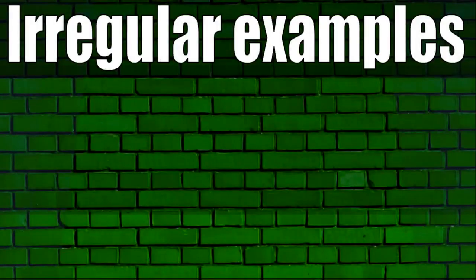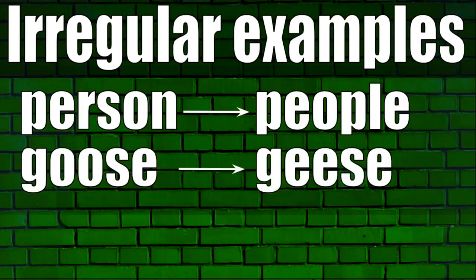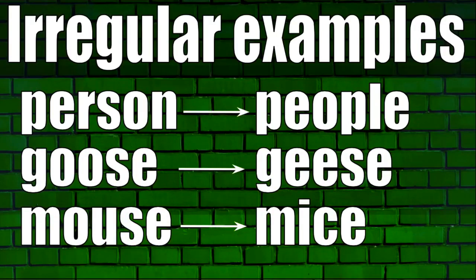Here are a few irregular examples. The plural for person is people. The plural for goose is geese. And the plural for mouse is mice. So these don't follow the standard s-es rule in English.